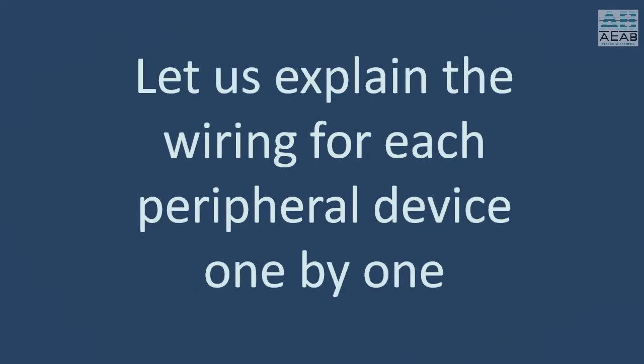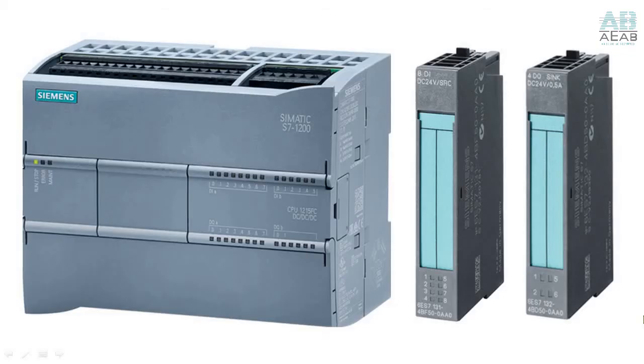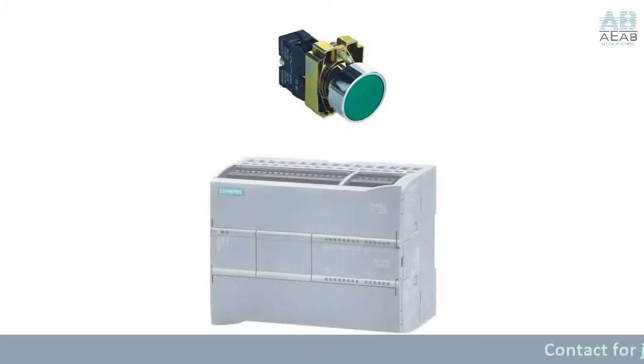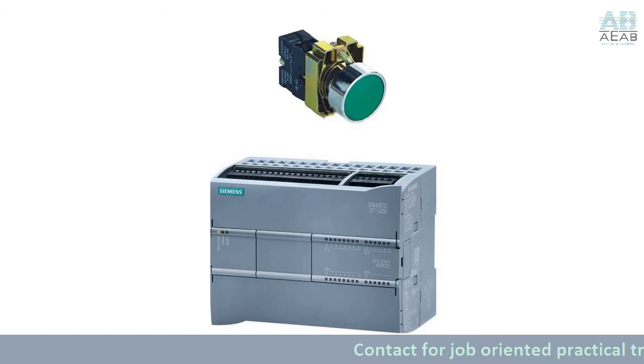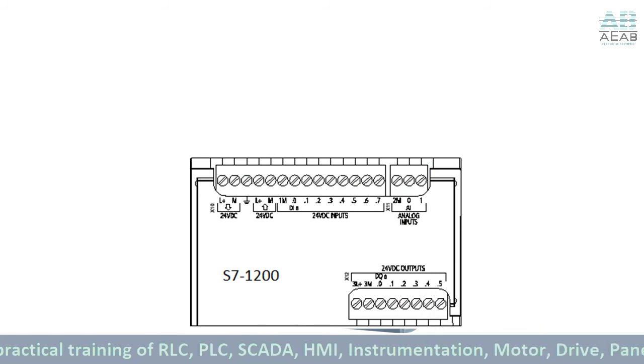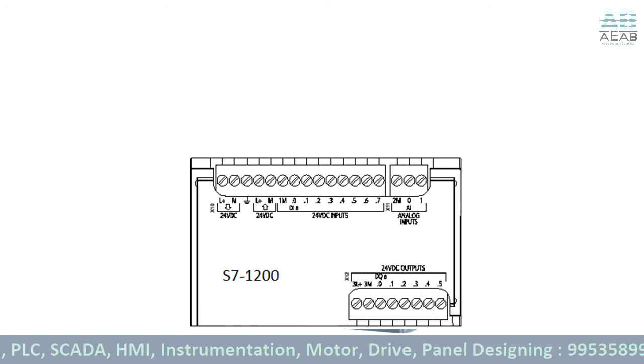Let us explain the wiring for each kind of peripheral device one by one. You can easily find the type of each pin by reading their labels printed near them, or you can refer to the PLC documentation if needed. We are taking a push button as our digital input device and an S7-1200 PLC in this example, as you can see in the graphics. The accompanying graphics show only the wiring terminals of the PLC for simplicity.